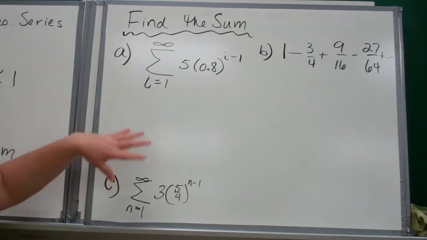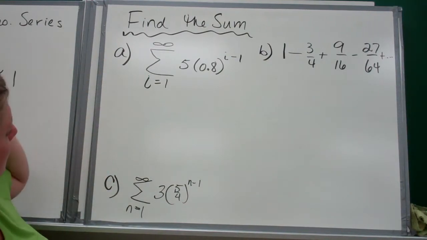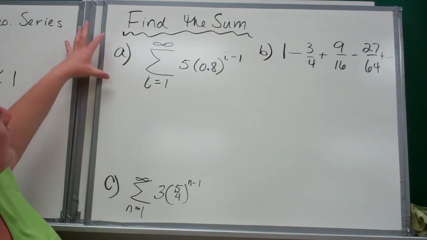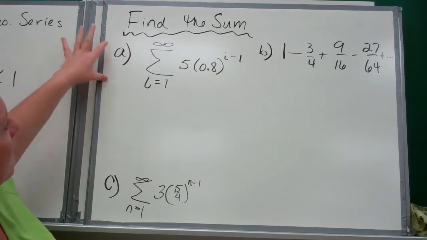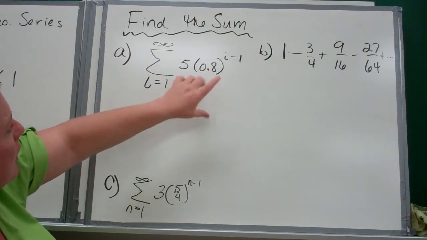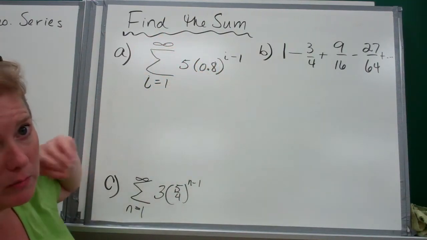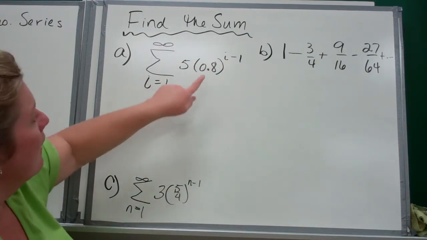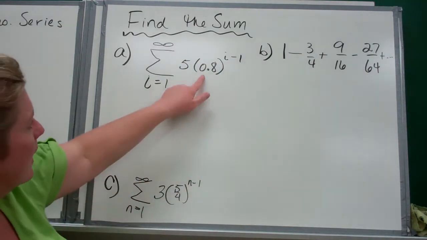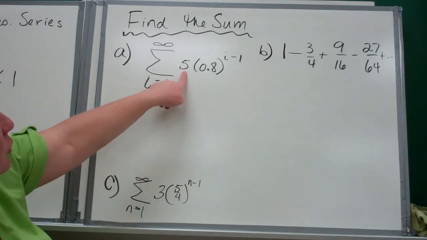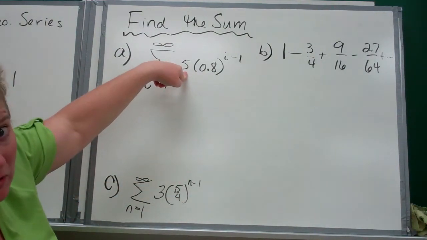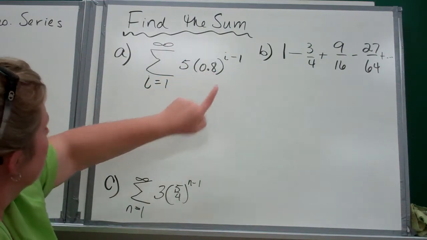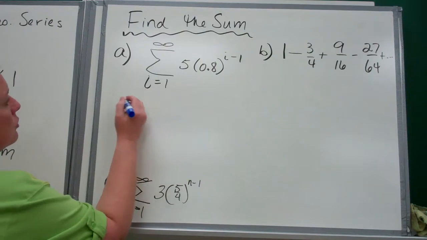Now here are 2 or 3 geometric series. This one we have a common ratio. If you're ever given this in summation notation, this number that's being taken to this power is your common ratio. That is r. Your first term is this number here. So a sub 1 is 5. Your common ratio is 0.8. And you use your formula.